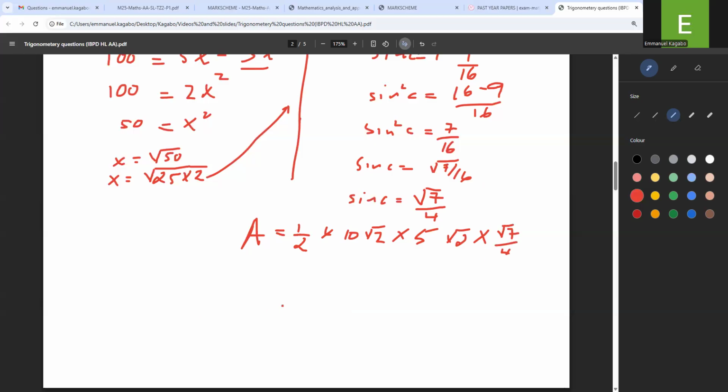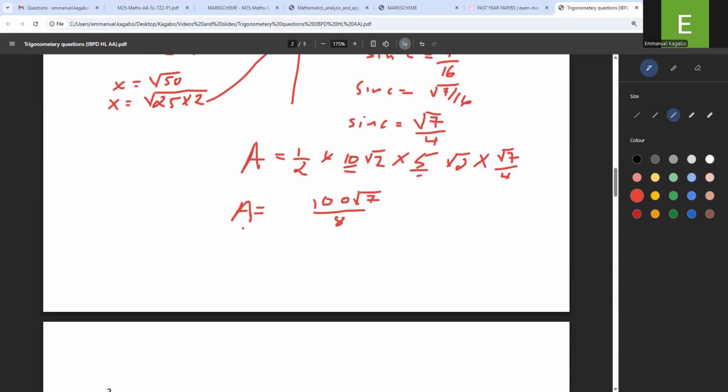Okay, can we simplify this? Now, let me first multiply. Normally, I prefer simplifying, but this time around, let me just multiply. This one times this will give me 50. Square root of 2 times square root of 2 is 2, so that gives me 100, right? Do you understand what I've done? Then square root of 7 over 8, right? Okay, this one can be simplified.